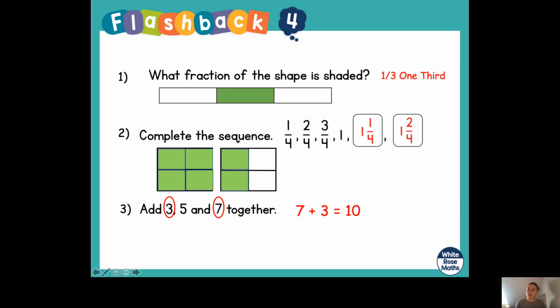So now all we need to do is add on the other number. So 10 plus 5 equals, yes, it equals 15. So there we go. 3 plus 5 plus 7 equals 15. So well done if you got those correct.